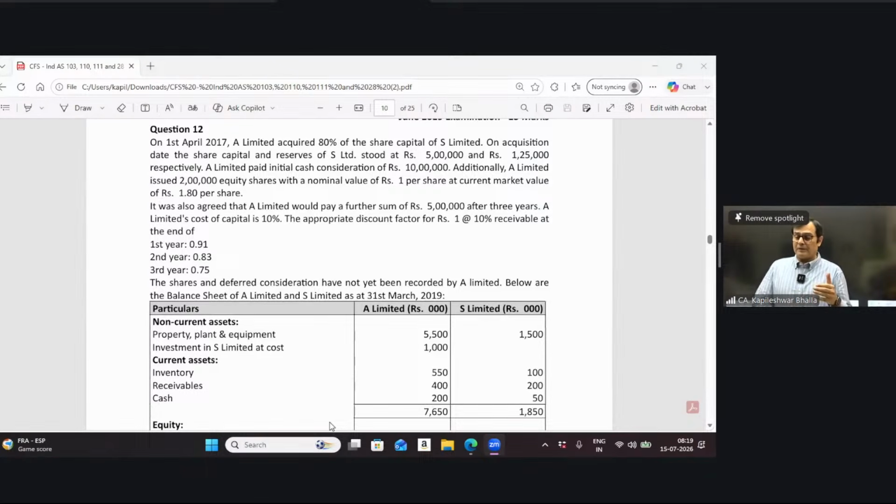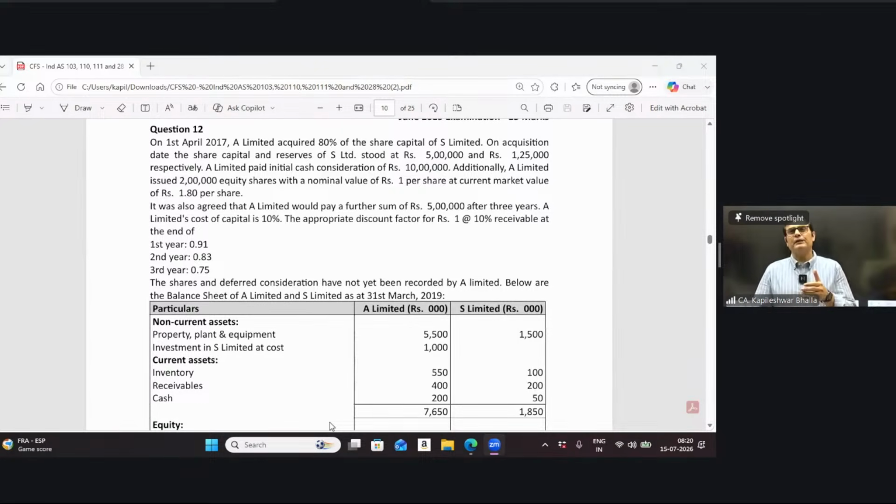Then the cost of capital is 10% and the appropriate discount rate is given. Now, we need to be careful that if it is a case of a deferred consideration, then there is an unwinding of discount also to be applied. So then he says the shares and the deferred consideration have not yet been recorded by A.